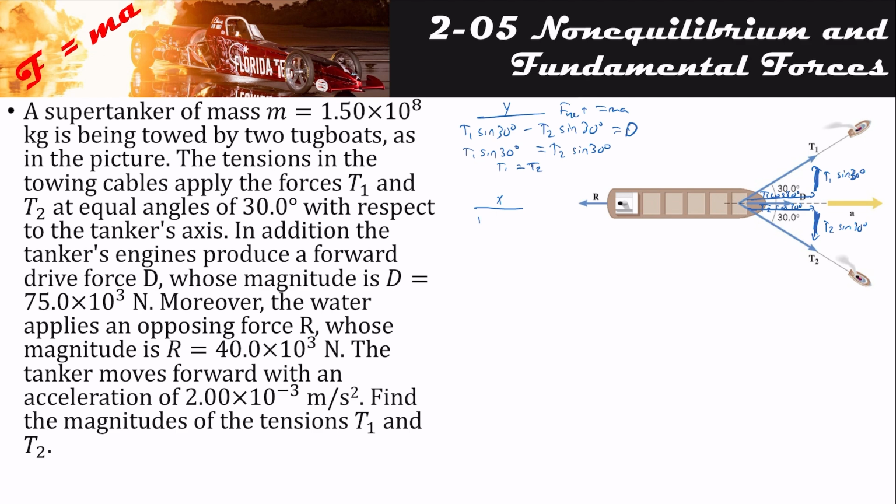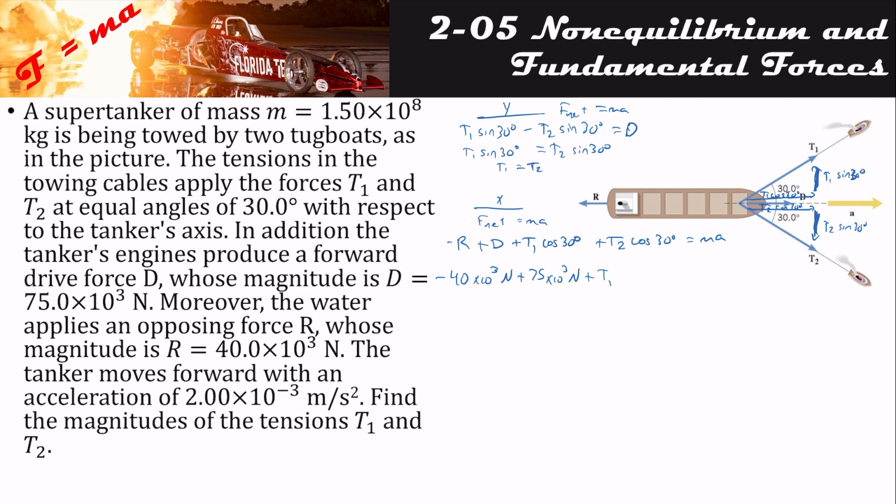In the x direction, if I go net force equals ma, I've got R going backwards, D going forwards. I have T1 cosine of 30 going forwards and T2 cosine of 30 going forwards. And that should equal mass times acceleration. The R is 40 times 10 to the 3 newtons. The D is 75 times 10 to the 3 newtons.